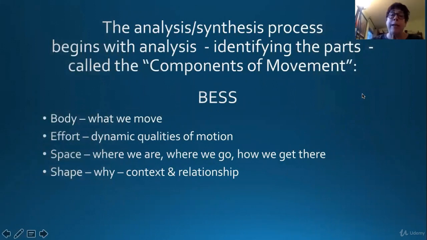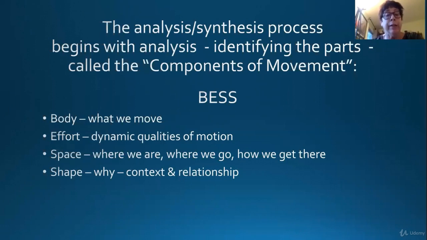Now let's break down the movement itself into the components that the Laban-Bartenieff movement system utilizes. These are what we call the BESS components: the body, the effort, the space, and shape. Each of those represents one component of movement, and each is explicated and delineated into many, many more parts in this process of differentiation. But very generally, body is what we move.